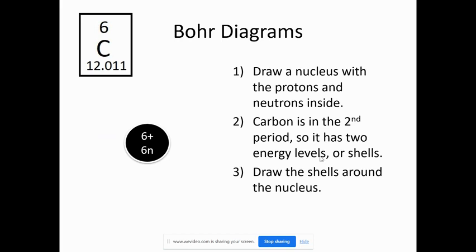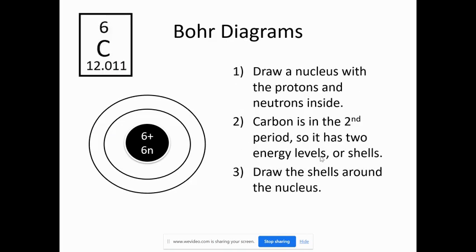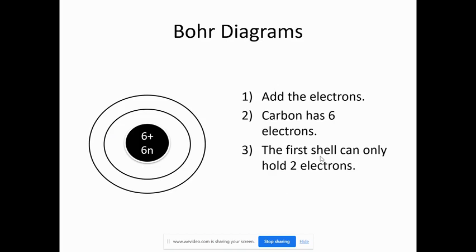So we start off by drawing the nucleus and putting the protons at 6 plus, that's the protons, 6n, that's the neutrons, inside. And it's in the second period, so I need 2 energy levels. All right, and those energy levels go in shells outside the nucleus. Okay. Now, we're going to add the electrons. We said that carbon has 6 electrons. So we need to fill up the first energy level first with 2 electrons.